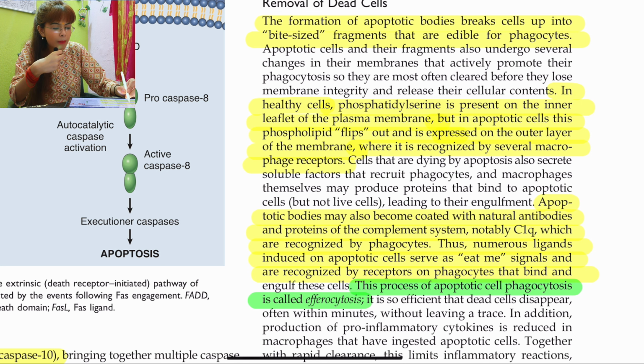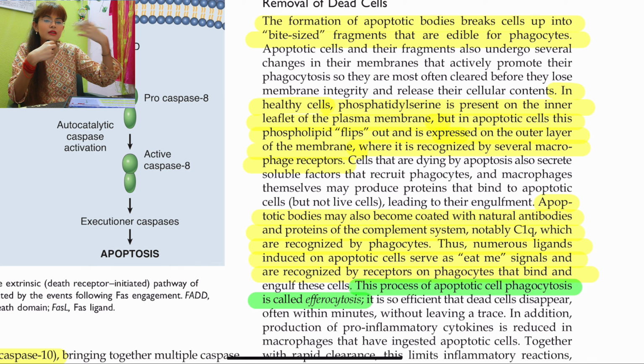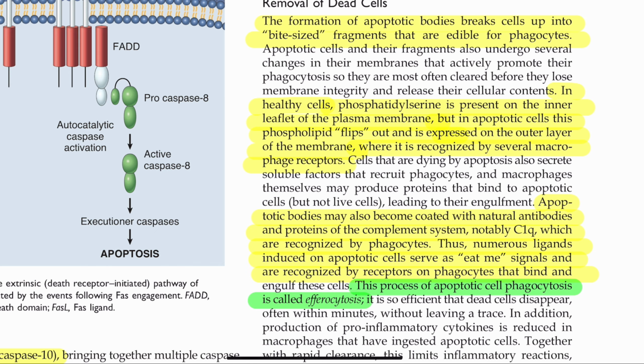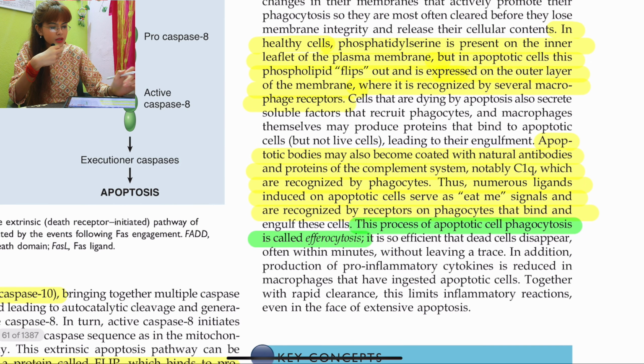But what happens in an apoptotic cell, this phospholipid will flip out and is expressed on the outer membrane, which is recognized by these macrophages. So you understand now that there's flipping of these phosphatidylserine residues to the outer side, and that's how the phagocytes recognize and phagocytose them. Okay? So apoptotic bodies may also become coated with complement like C1q, which is again recognized by the phagocytes. This is a very important question.